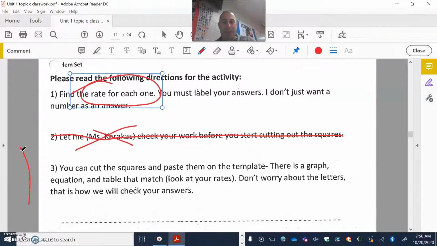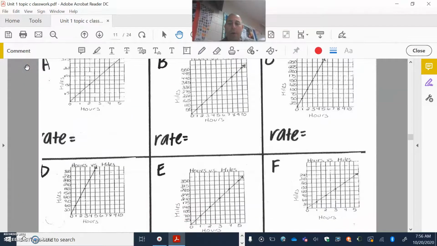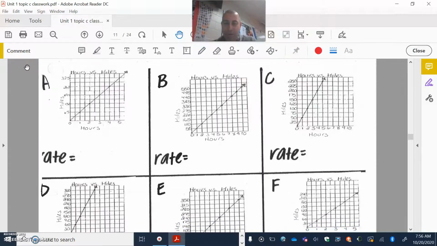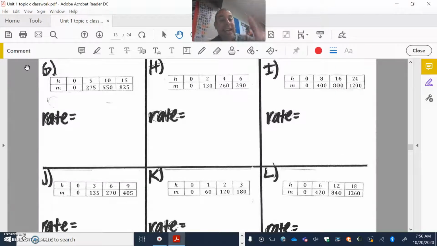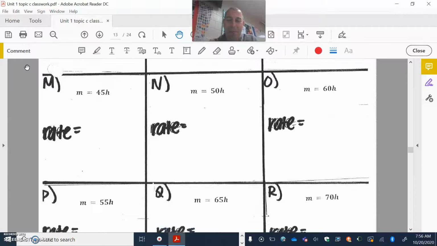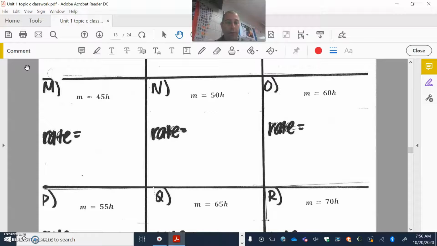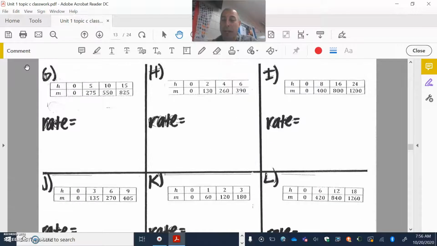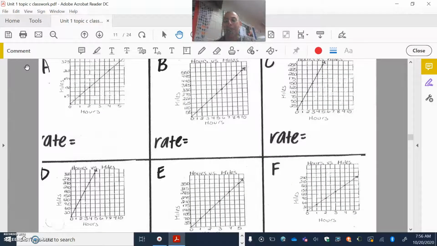Okay, so let's go a little bit further here and see what we're doing here. So what we've got here is 6 graphs that you're going to find the rates on. You've got 6 tables that you're going to find the rate on. And then you have 6 equations that you're going to find the rate on. All of them match up. One of the rates will have the same answer as one of the tables. We'll have one of the same answers for the graph that's there.